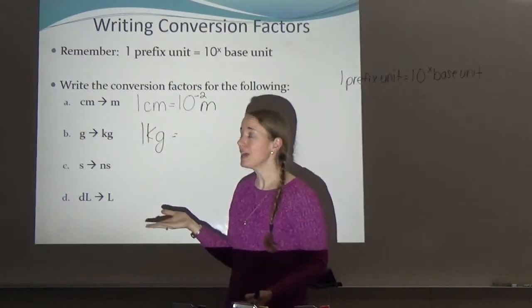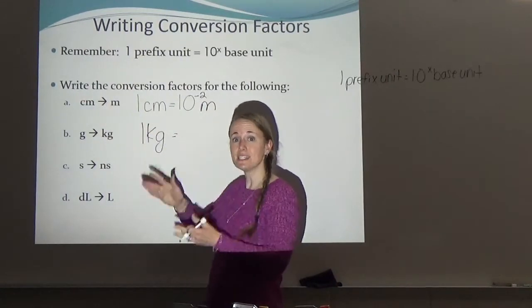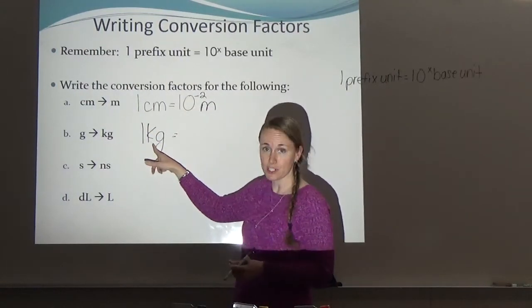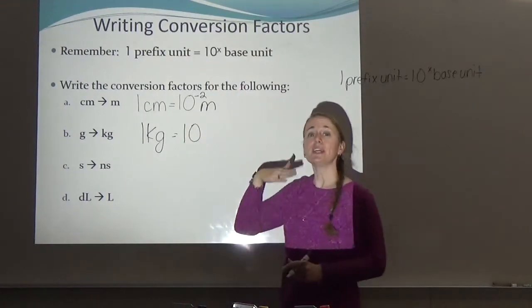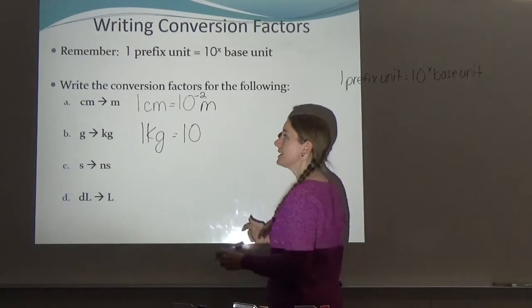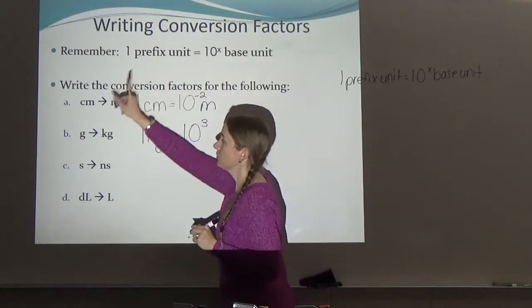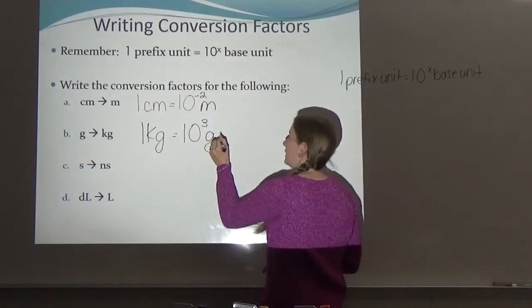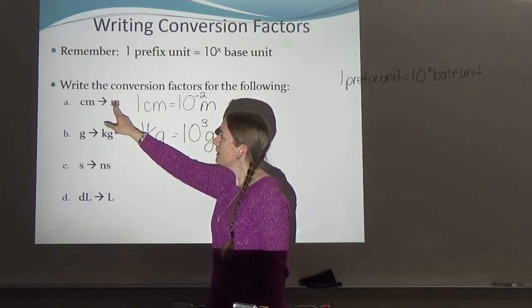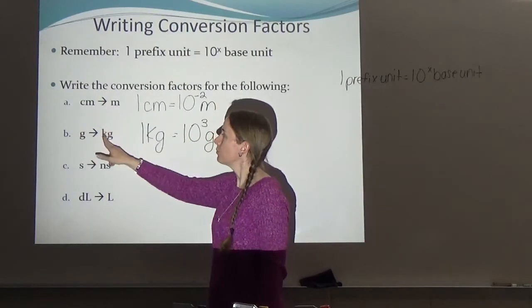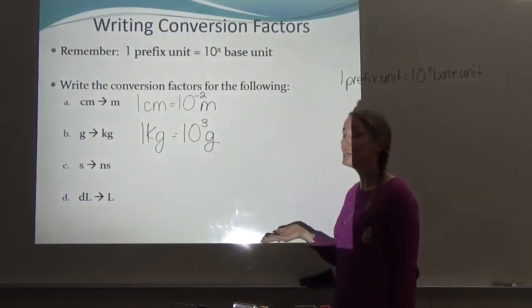Okay, y'all, it doesn't matter that kilograms is on this side of the arrow and centimeters was on that side. You still put 1 with your prefix unit equals 10 to the x. So when you look at your SI prefixes chart, you will see that kilo says 10 to the 3. Base unit, grams is the base unit. Again, it doesn't matter if you start with your prefix unit and go to base, or if you start with your base unit and go to prefix. You are always going to start with one prefix unit equals 10 to the x base unit.